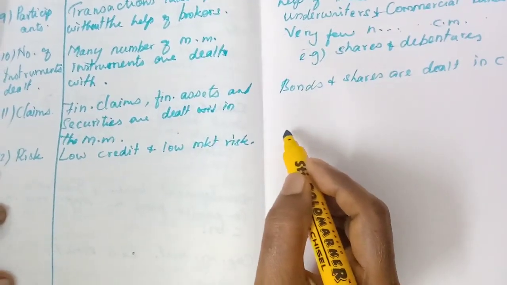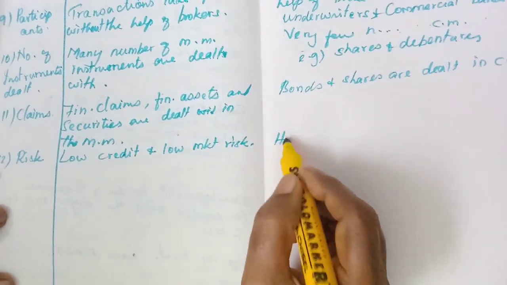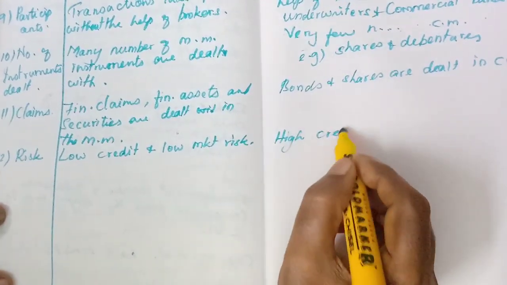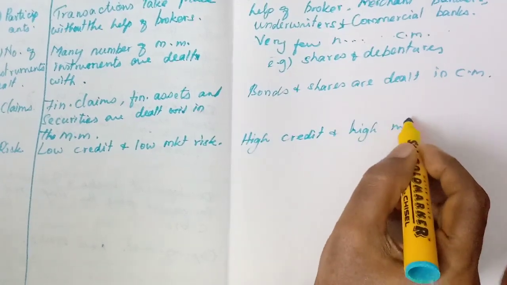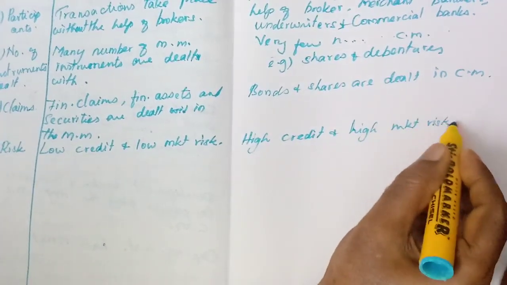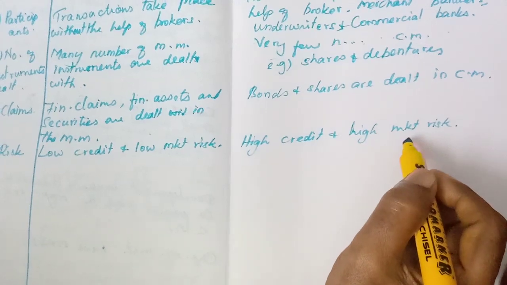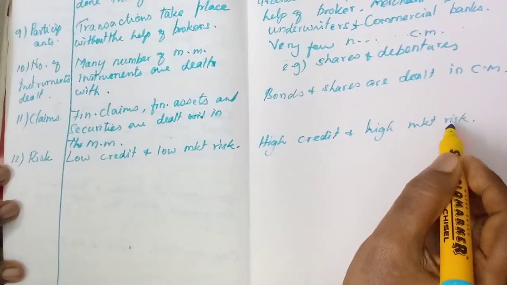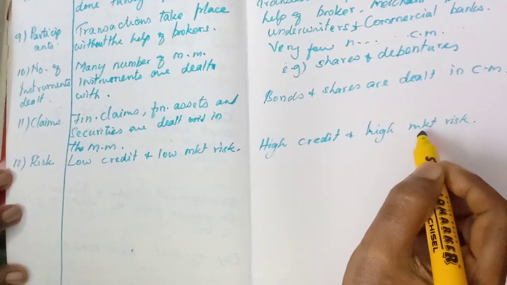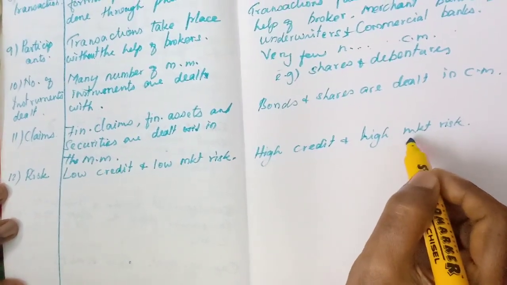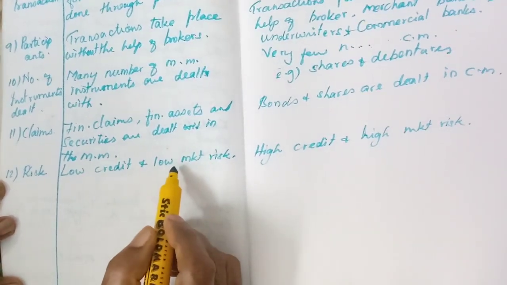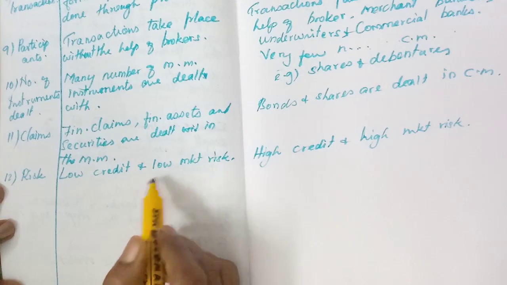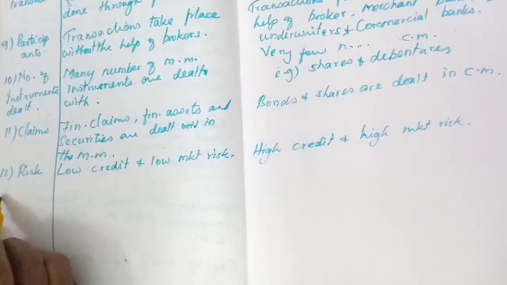Understand? Here capital market, it is high credit and risk also high. High market risk, because if the value of a share decreases, then the market risk is also more. Nobody will be ready to buy that particular security or share or debenture. So the market risk is also high. Here within a short period of time they will sell it, so market risk is very low.